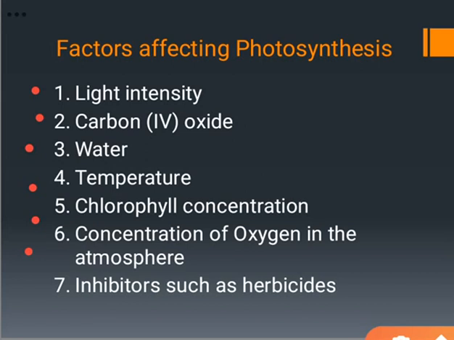So if you have a high concentration of oxygen in the atmosphere, it will slow down the rate of photosynthesis. Another factor which is very important is the presence of inhibitors such as herbicides. When we spray herbicides, they inhibit enzymatic reactions, and when enzymes are obstructed, they could even be denatured. Denaturing of an enzyme means it is destroyed. So when enzymes are destroyed by herbicides or any pollutant in the environment of the plant, that will really slow down the rate of photosynthesis.